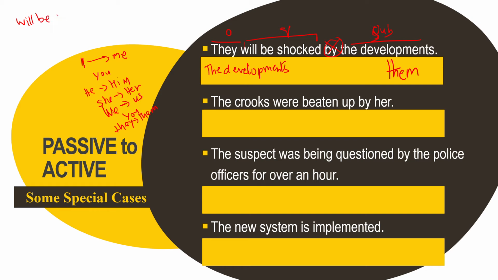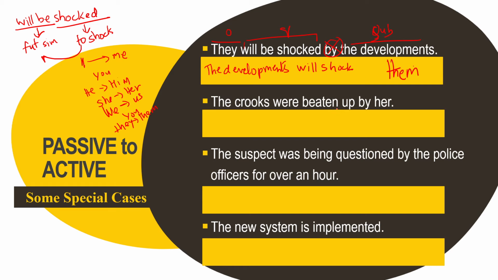Will be shocked. From will be, you need to find the tense. Will be is the future simple. Okay, shocked is the participle of which verb? To shock, right? So put this verb in this tense, you will get will shock, right? The developments will shock them, as simple as that.